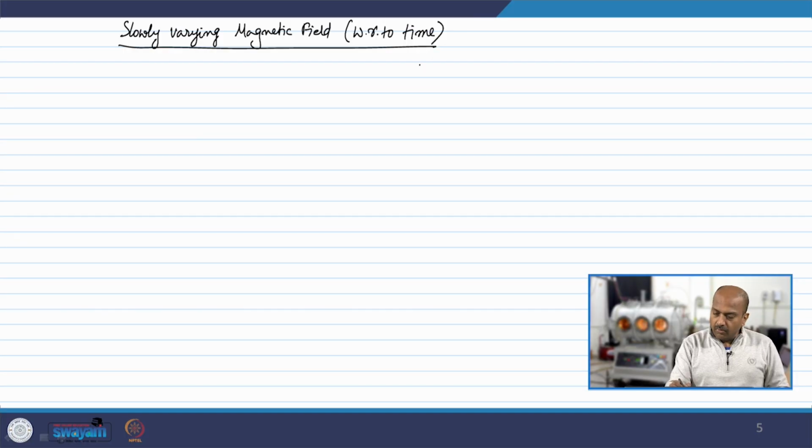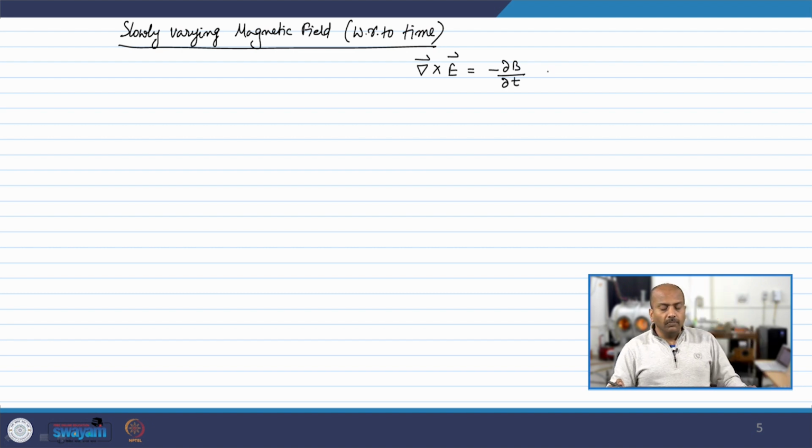But a time varying magnetic field will change all of this. Okay. How? Because the moment you make the magnetic field vary with time, it will generate an electric field, right. So, how can we prove it? We can start from the very basic Maxwell equation, which is del cross E is minus dou B by dou t. Del cross E is equal to minus dou B by dou t.